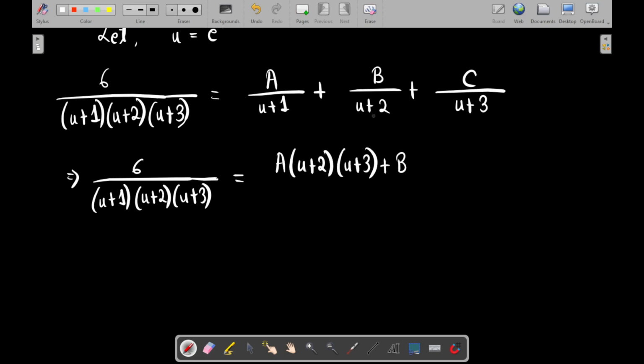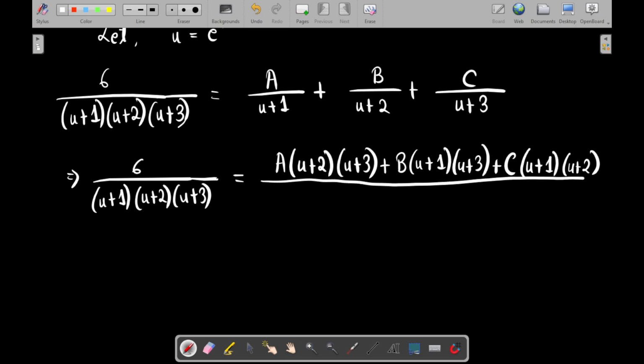Similarly for B, since u plus 2 is there, we will have the product of u plus 1 times u plus 3, and for C, u plus 3 will be there, so the product terms will be u plus 1 times u plus 2, right? And this is divided by the product of u plus 1, u plus 2 and u plus 3, right? So the denominators on both sides of the equation can be cancelled as they are the same.